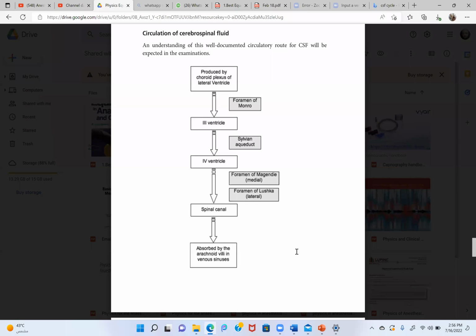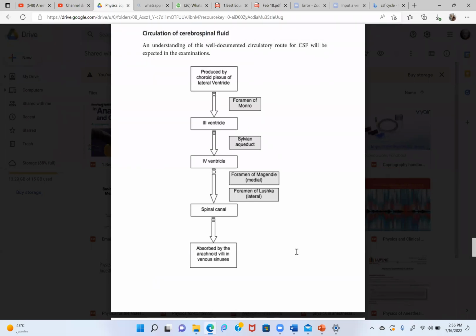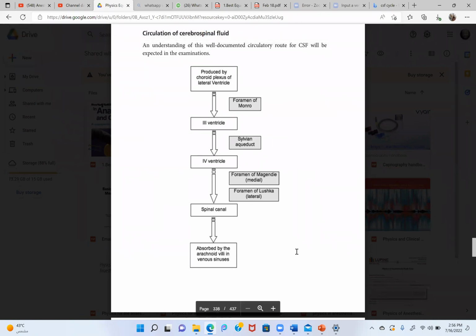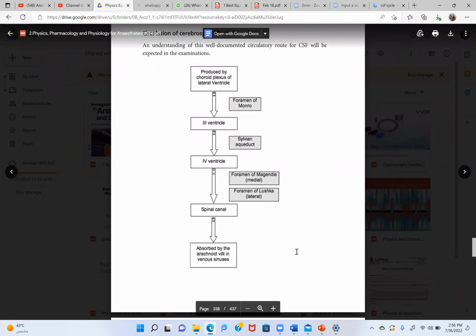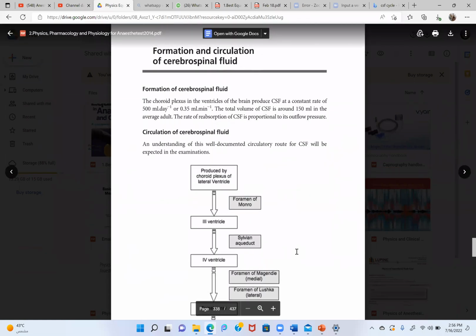So actually, you see, it is produced by the choroid plexus of the lateral ventricle. The MCQ will be on this chart. If you know it, you can answer. From lateral ventricle to third ventricle is the foramen of Monro. From third ventricle to fourth ventricle is the aqueduct of Sylvius, and from fourth ventricle to the spinal canal is Magendie and Luschka. Okay, and it is absorbed by the arachnoid villi into the venous sinus. This is for the production and absorption, and the rate which you were telling was that one.